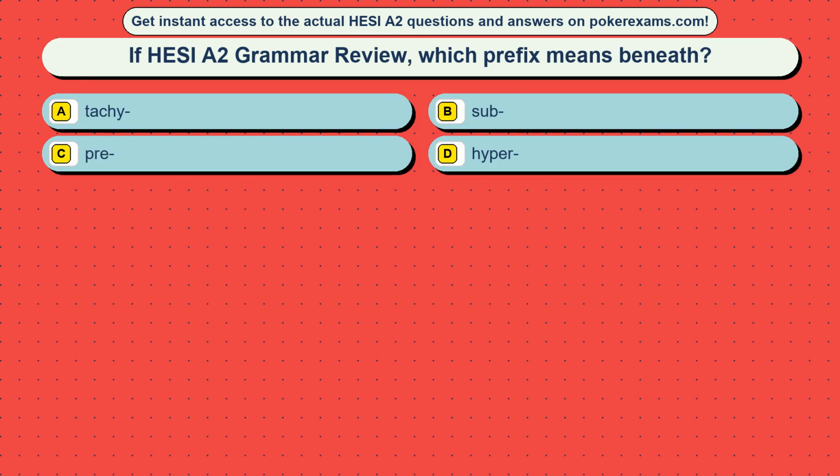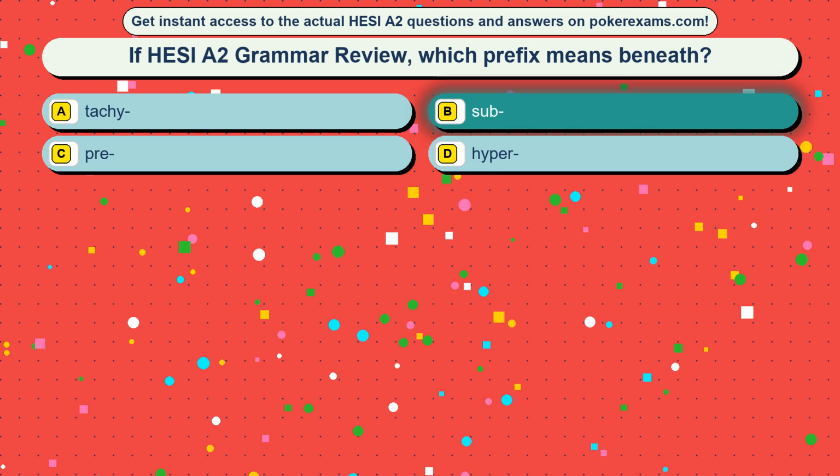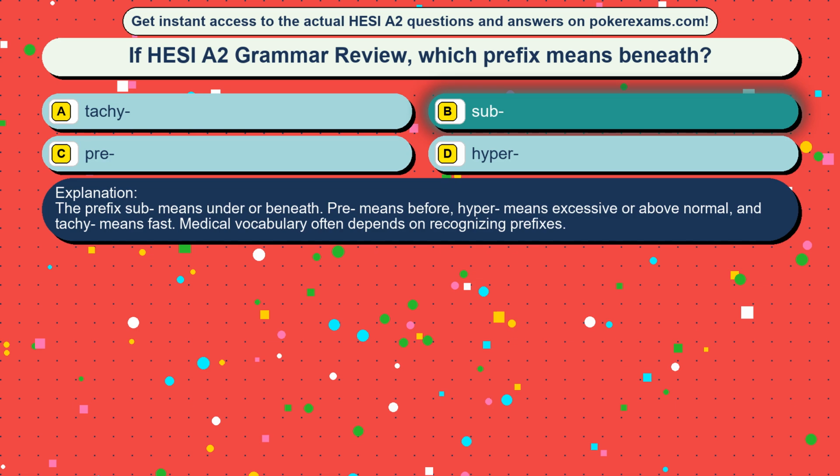Question 40. If HESI A2 Grammar Review, which prefix means beneath? Option A, tachy. Option B, sub. Option C, pre. Option D, hyper. The correct answer is option B, sub. The prefix sub means under or beneath. Pre means before, hyper means excessive or above normal, and tachy means fast. Medical vocabulary often depends on recognizing prefixes.